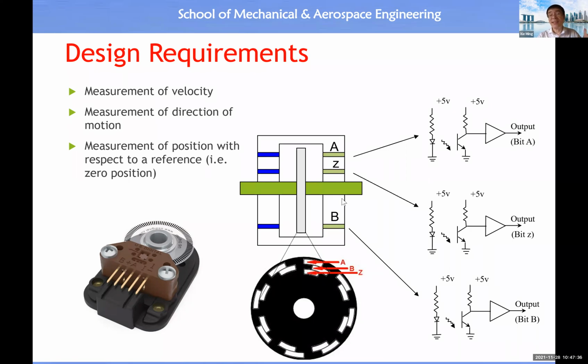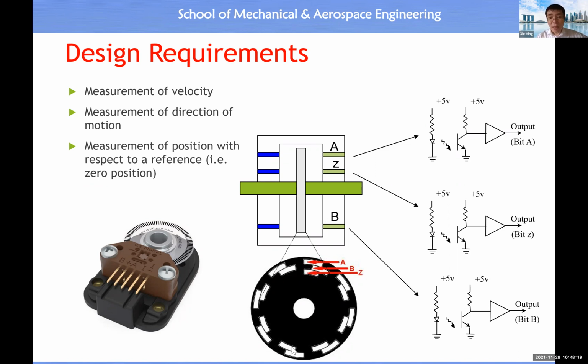Okay, so this is another way to design. Because everything is relative, either you align all of these together and then create the offset here, or you align the disk together, a very simple disk with a very regular pattern, and then you create the offset among these three pairs of light emitter and light detector. Mathematically it's equivalent, because everything is relative, as long as there's a relative offset or shift in the phase.